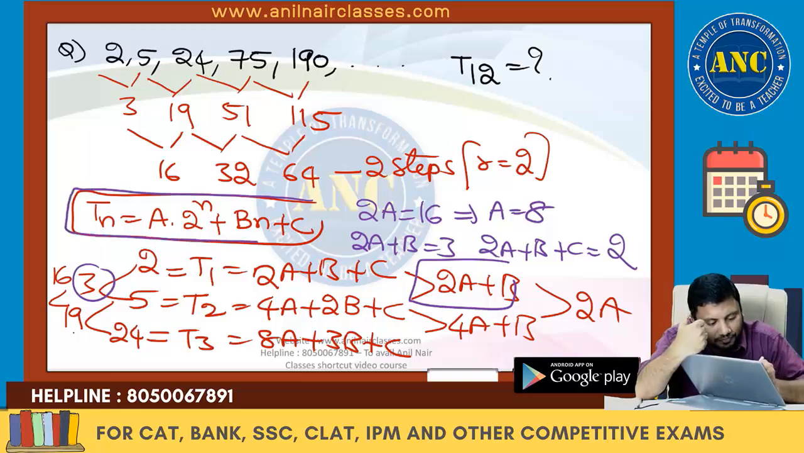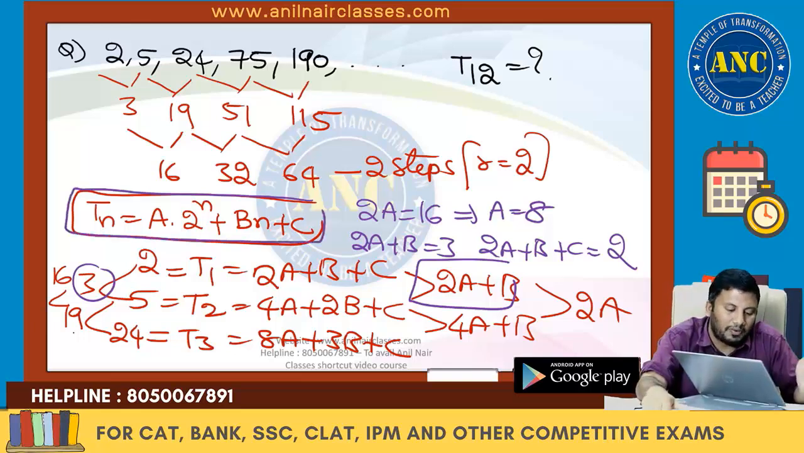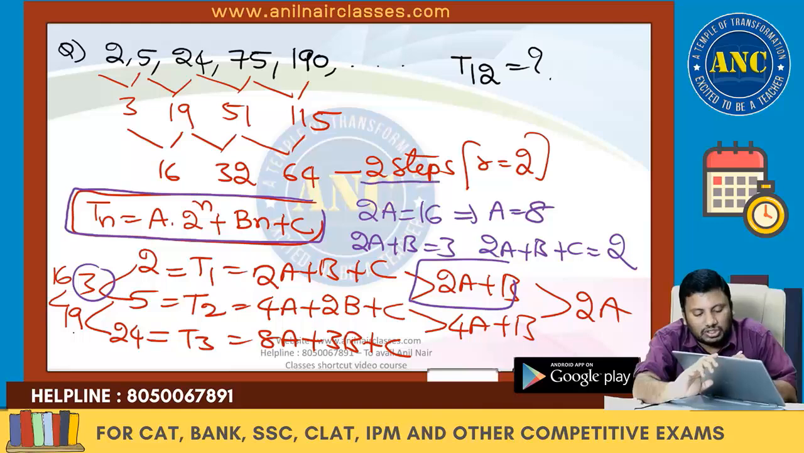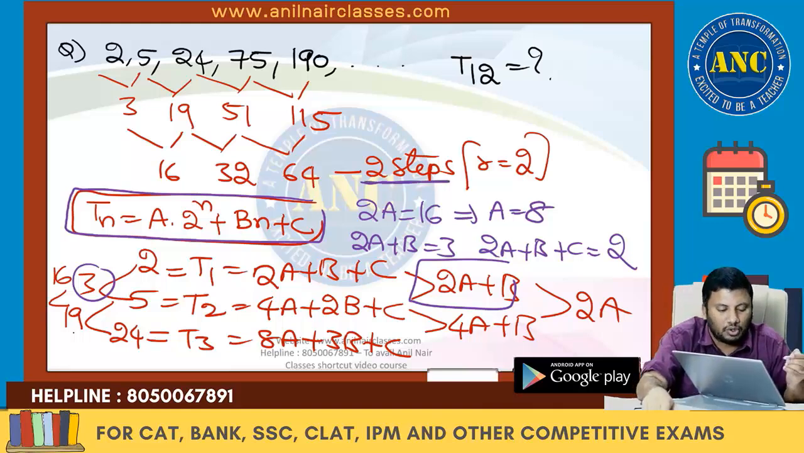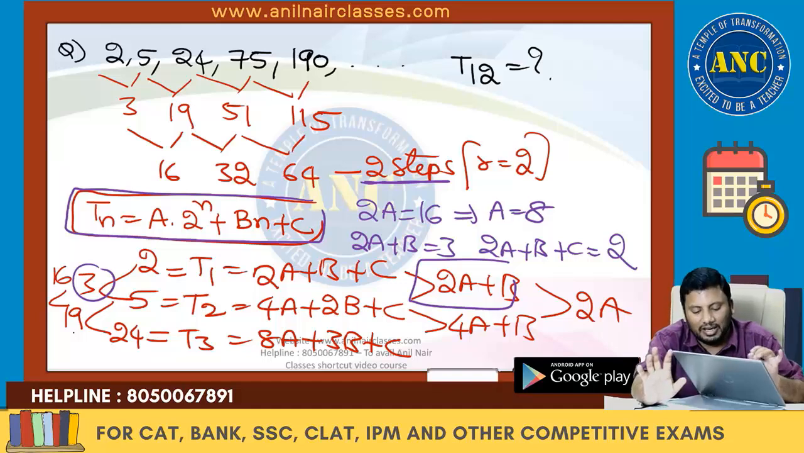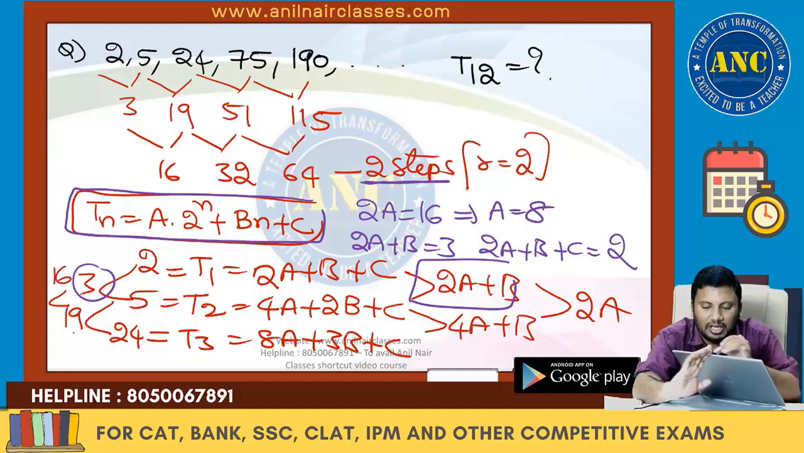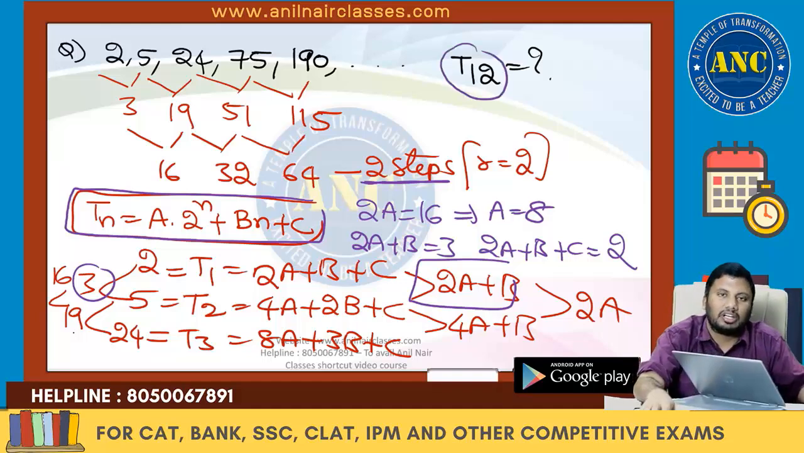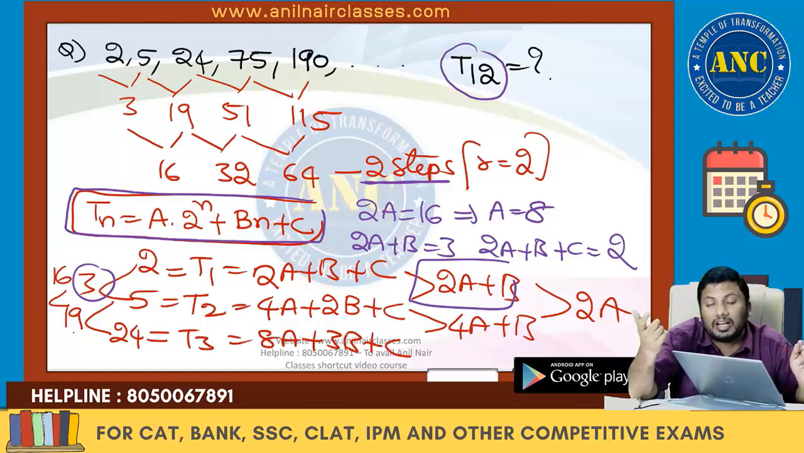Tn is a into r power n plus phi of n. Phi of n is linear if the difference is constant in 2 steps. If the difference is constant in 3 steps, then it will be cubic. I hope the idea is clear. Find the value of a, b and c and substitute in this question, T12. If the numerical value is asked, there is no other way but to determine the series.